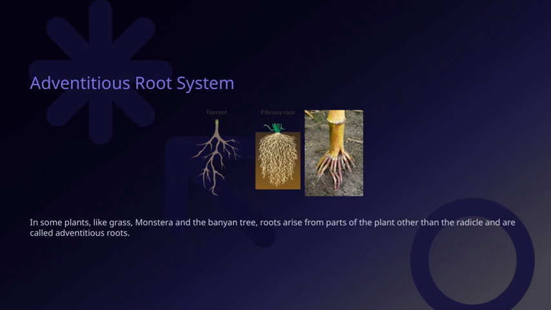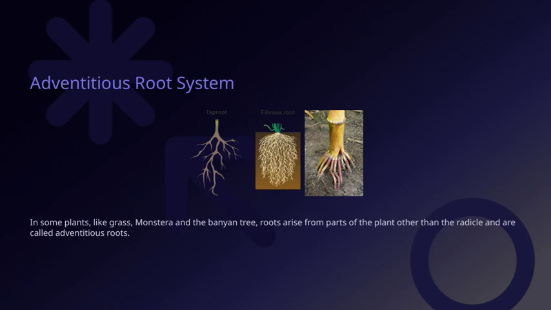Today, I want to talk about a fascinating aspect of plant roots. In some plants, like grass, monstera, and the banyan tree, roots don't always emerge from the usual place, which is the radicle. Instead, they arise from different parts of the plant, and these are called adventitious roots. This type of root system is quite special because it allows the plant to adapt and thrive in various environments.